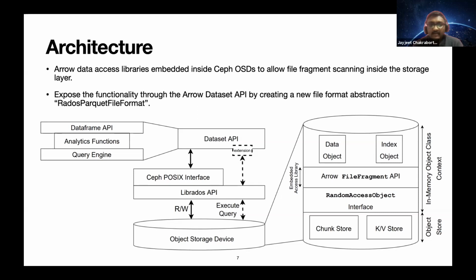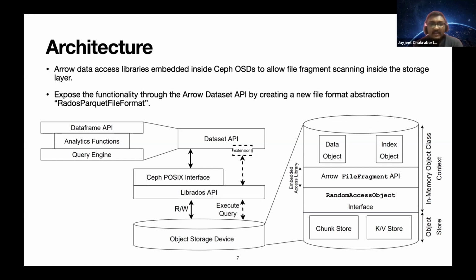On the client layer, we expose our implementation through the dataset API by creating a custom format called Rados Parquet file format. These are basically Parquet files stored in the same way as in normal storage systems, which would be processed on the client, but we push the processing to Rados. That's why it's called Rados Parquet file format.